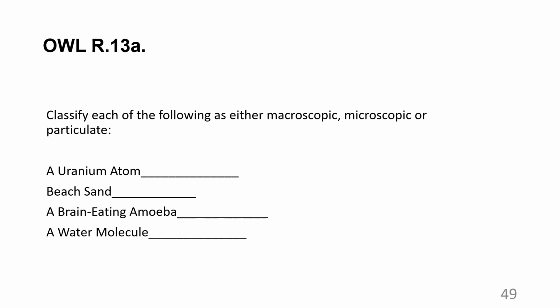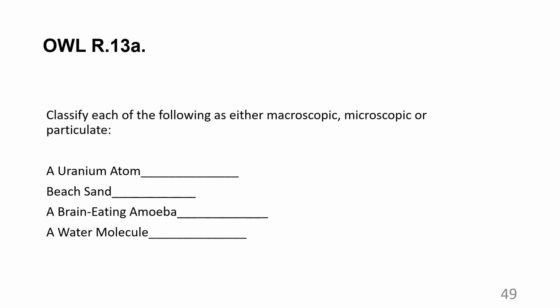Individual cells or single-celled organisms are microscopic, or just really tiny things that you can look at under a microscope but not see with your naked eye. And then everyday objects you can feel, touch, and see without any device are macroscopic.